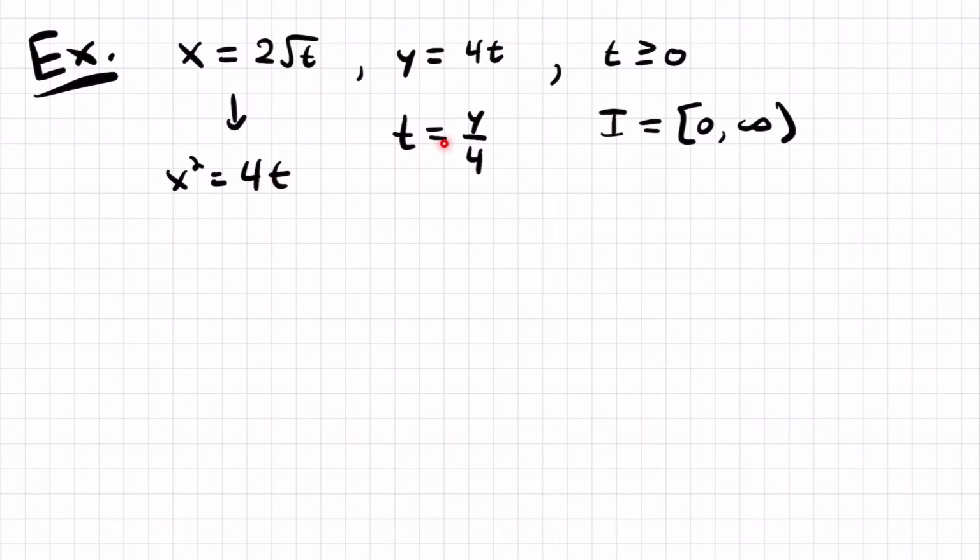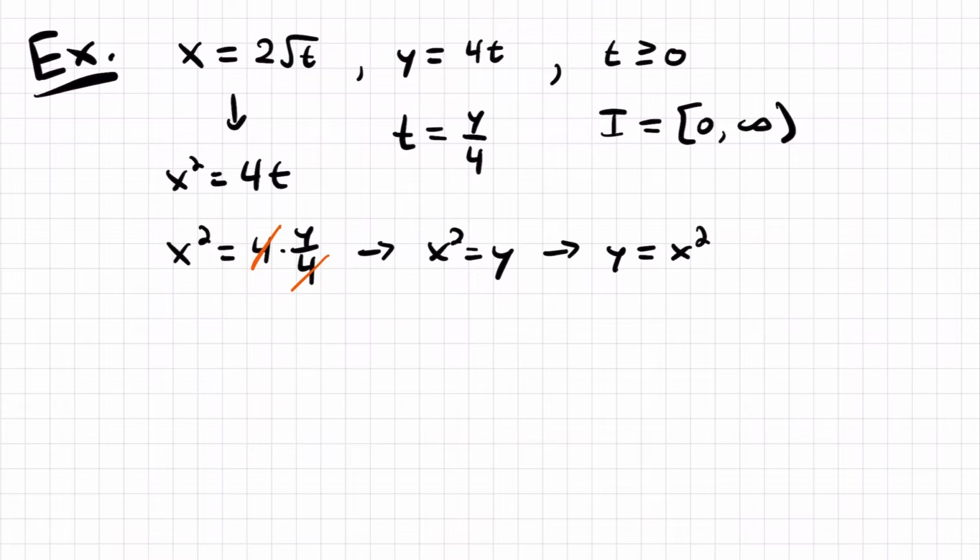Now if we replace t with what it's equal to, we will have that x squared is equal to 4 times y divided by 4. And now these 4's will cancel out and give us the equation that x squared is equal to y. Or if we flip the sides of the equation, y is equal to x squared. And we know what y equals x squared looks like when we graph it, right? This is just your basic parabola.